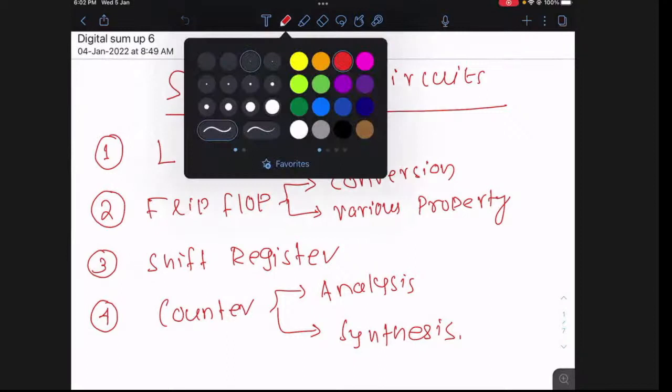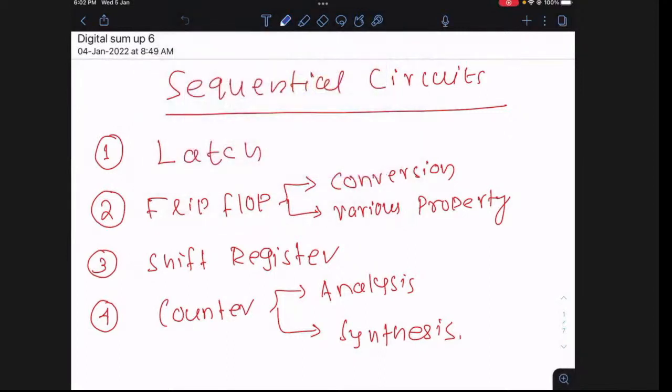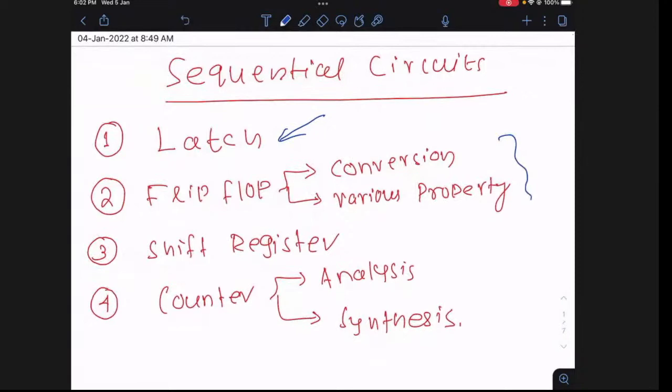So in particular, these are the 4 models I have written here. One is the latch. Next one is the flip-flop, and in flip-flop, based on the conversions and some other properties, questions are being targeted. The third category is the shift register. And the fourth category is the counters. In counters, again, there are analysis and synthesis, 2 segments basically. So this is what we are going to see today.